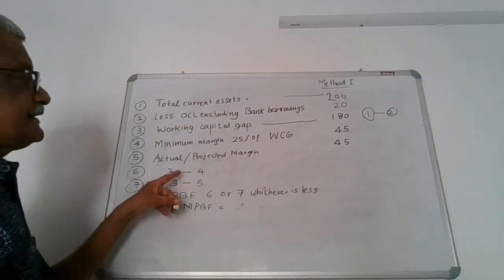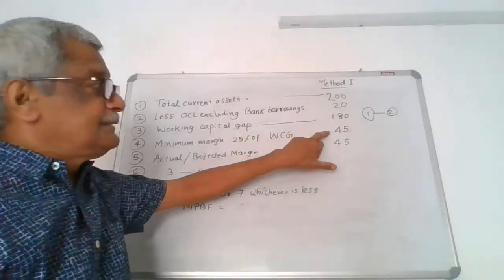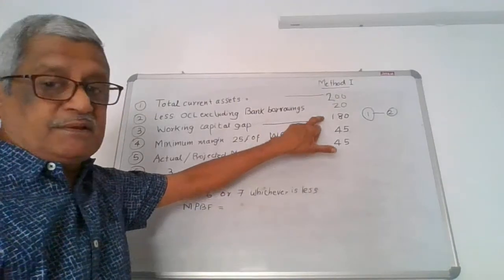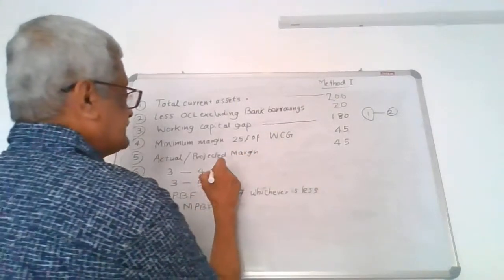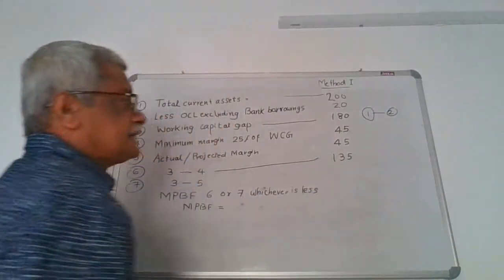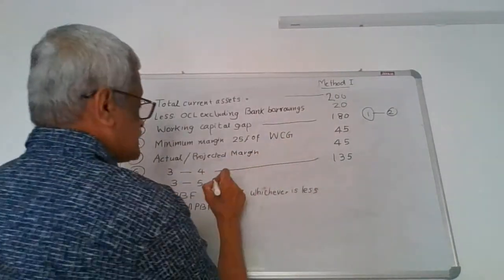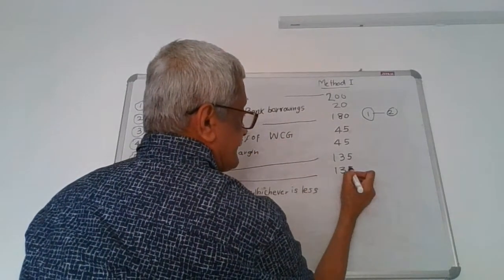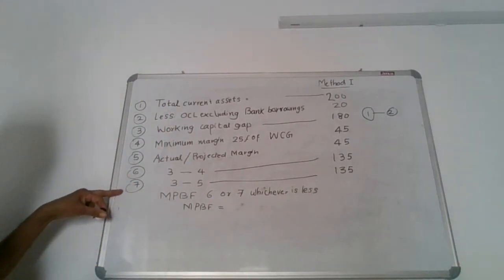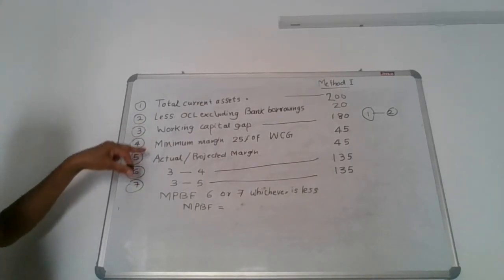Now we have to find out what is 3 minus 4, because his gap is 180 and he brings in 45. The balance between these two has to be funded by the bank. In this case, 3 minus 4 works out to 135. Now find out the difference between 3 and 5. That again works out to 135. Let us mark that as 6 and 7. So 6 is equal to 3 minus 4, and 7 is equal to 3 minus 5.